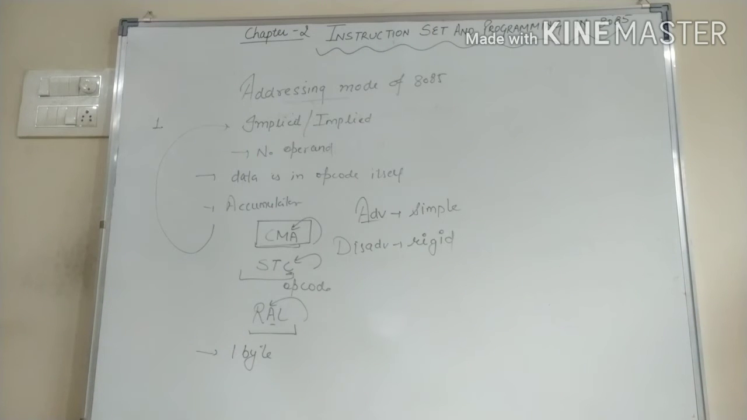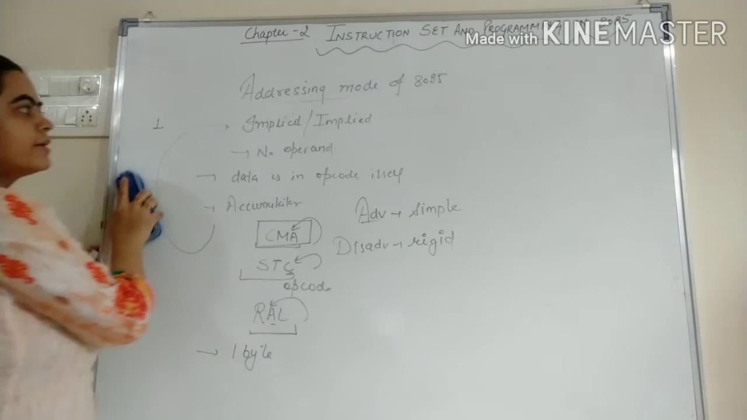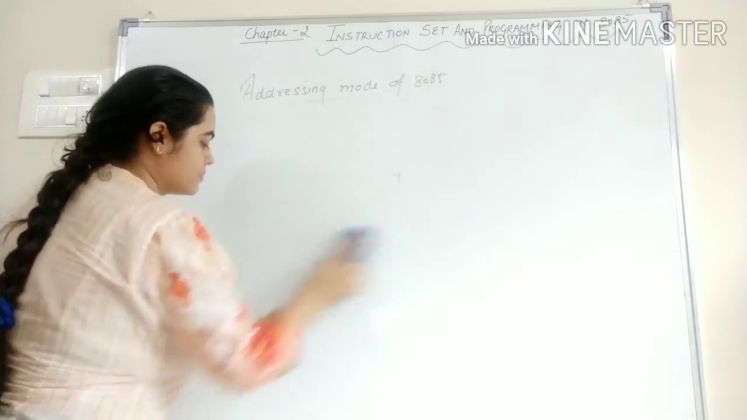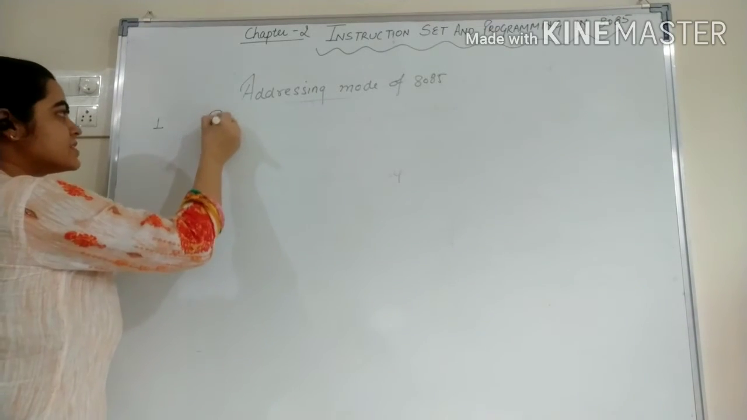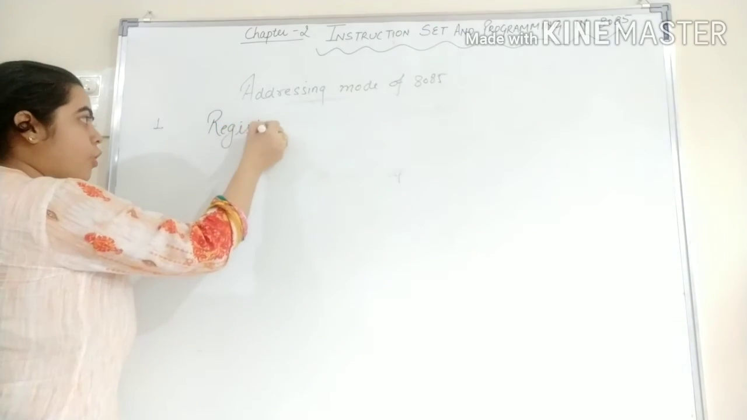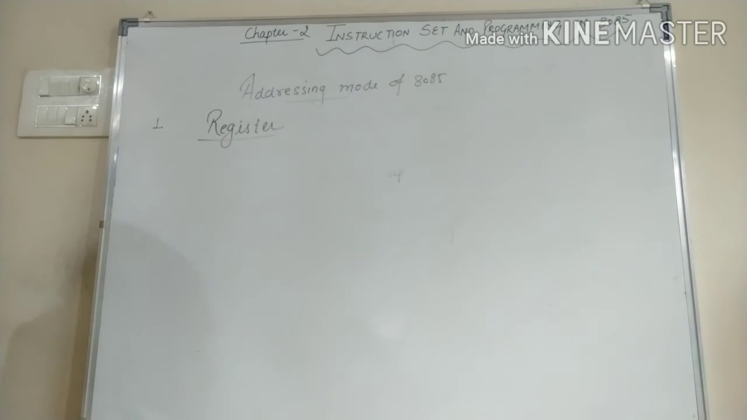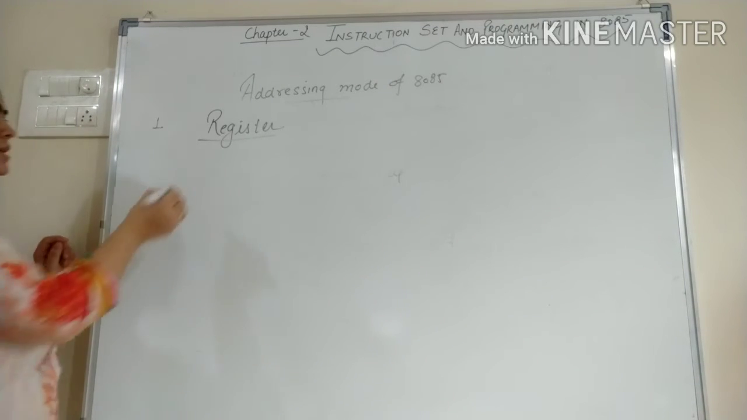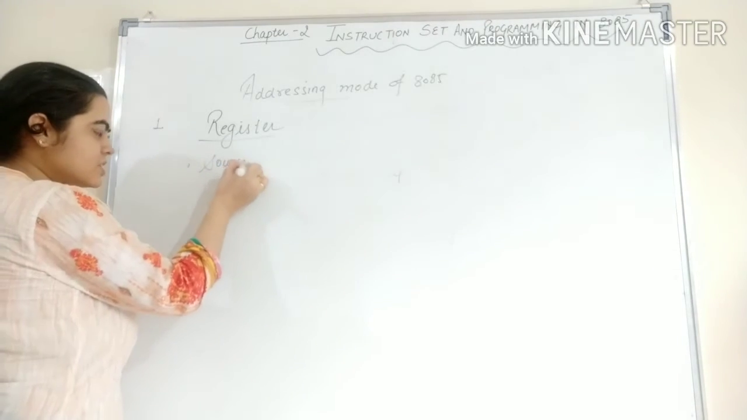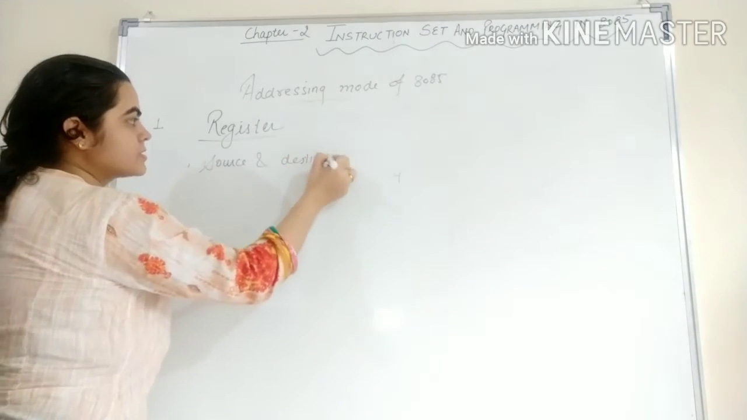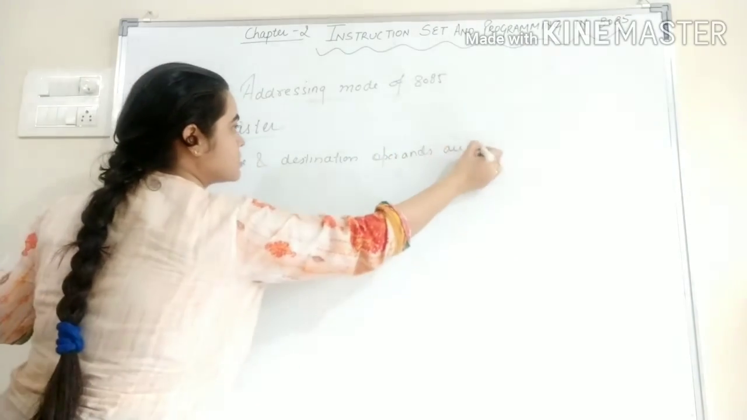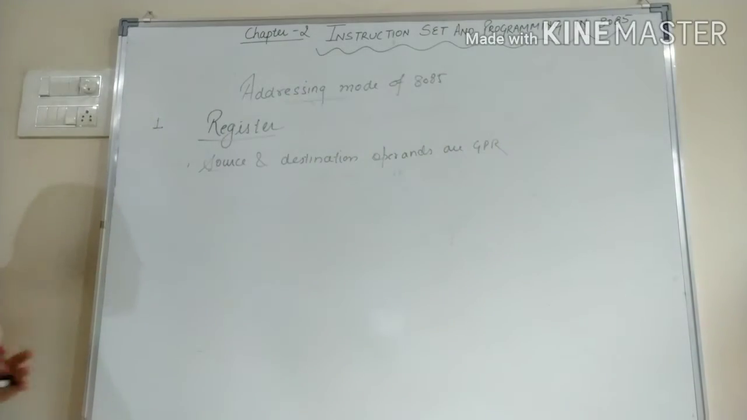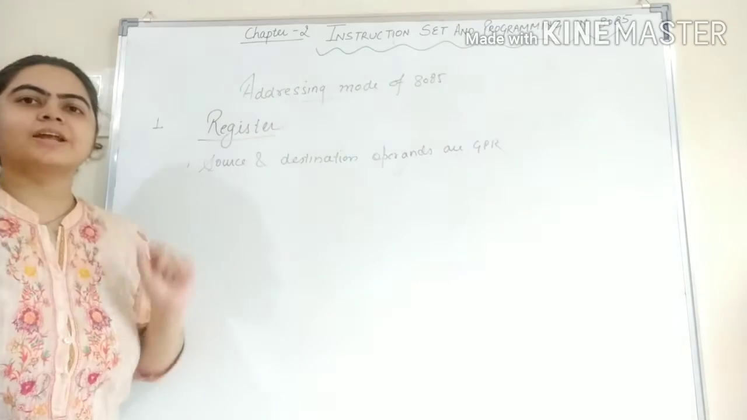Now after this we can study the third type of addressing mode, that is register addressing mode. Register addressing mode is the addressing mode where both the source as well as the destination registers are specified. So in this case, the source and the destination operands are general purpose registers.